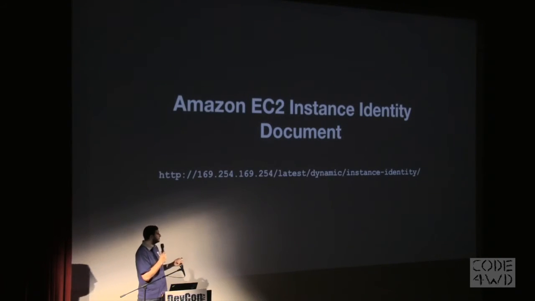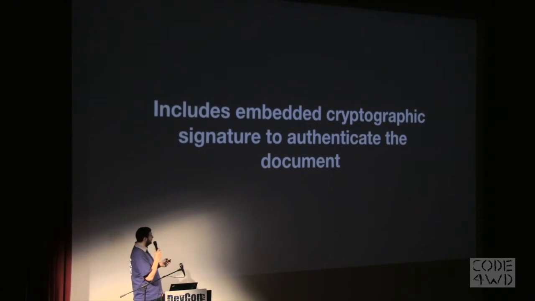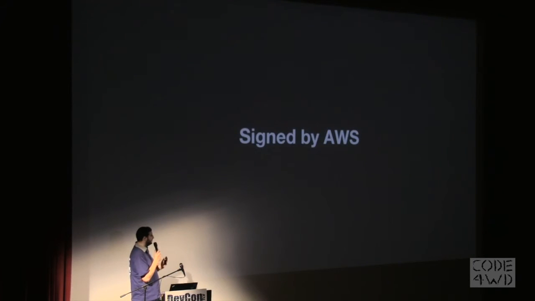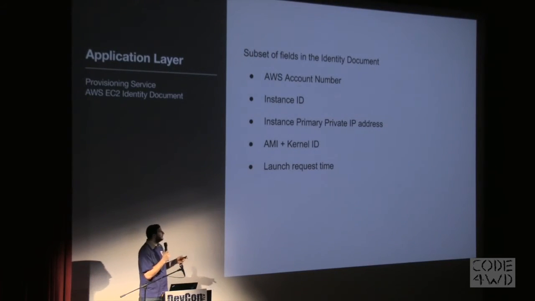The backbone of the provisioning service is something called the EC2 instance identity document. It's part of the metadata that all EC2 instances inside of Amazon get, but with a twist. It includes an embedded cryptographic signature, which authenticates the document, which is signed by AWS. That means no one can tamper with it.